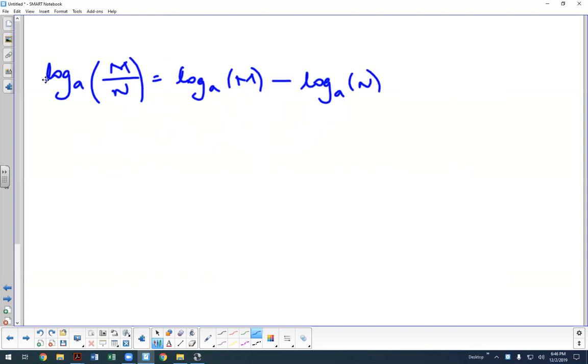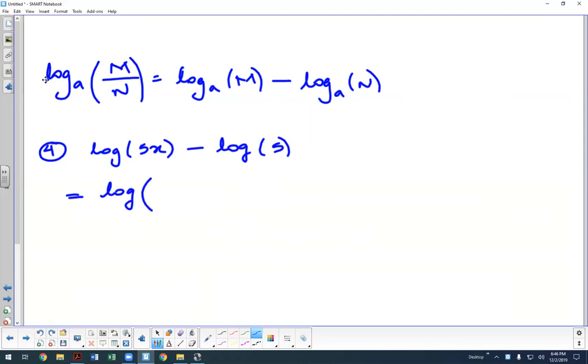Okay, so looking at number 4, we are given log of 5x minus log of 5. So it's the minus sign. That's of course telling us that we have to use the quotient rule. And again, anytime you're combining these into single logs, make sure your bases are matching on the logarithm. So these are both base 10. Using our quotient rule, write it as just one log. And then the first value goes on the numerator. Second value goes on the denominator.